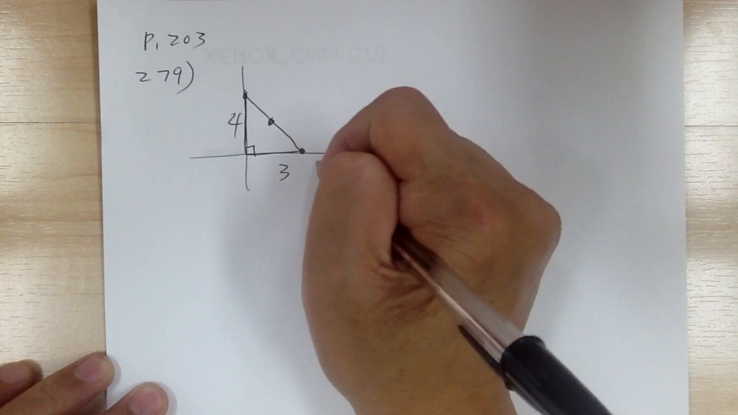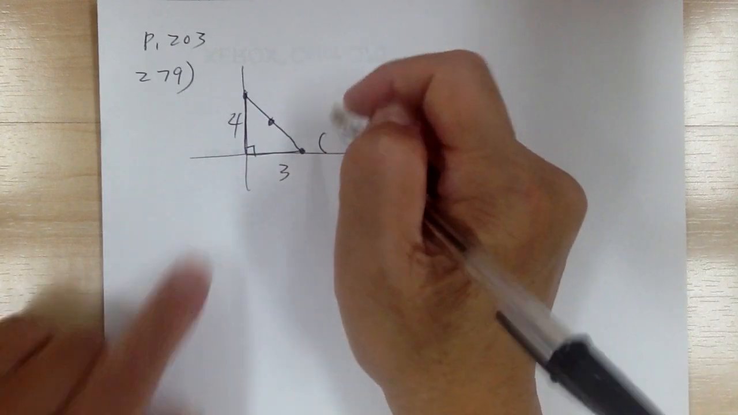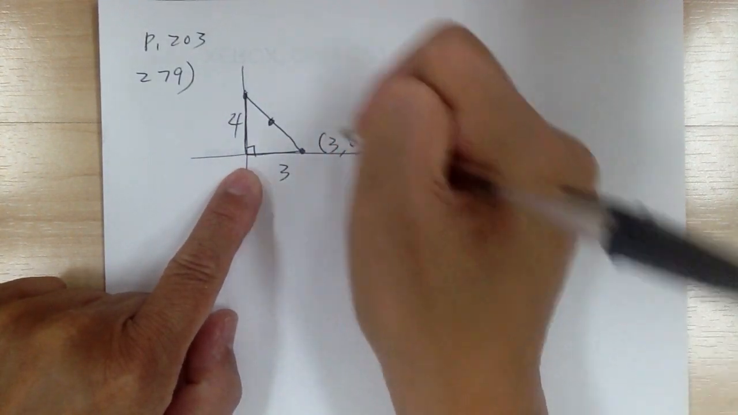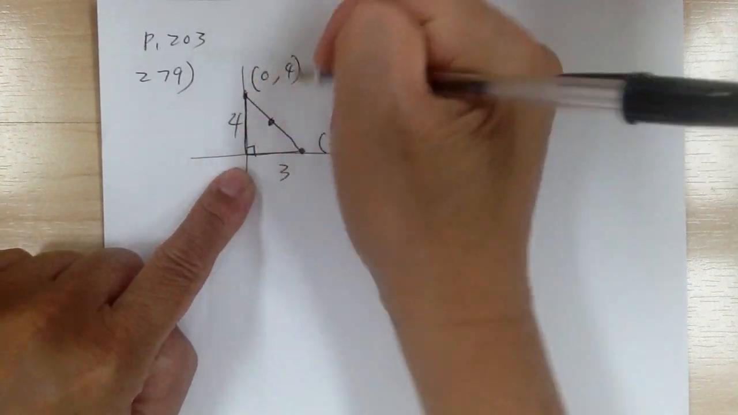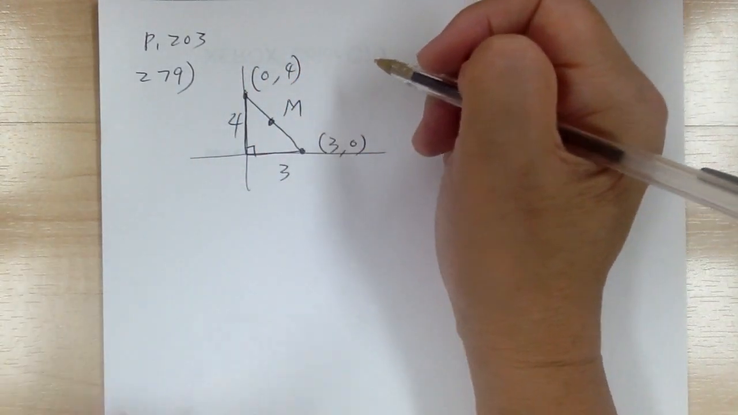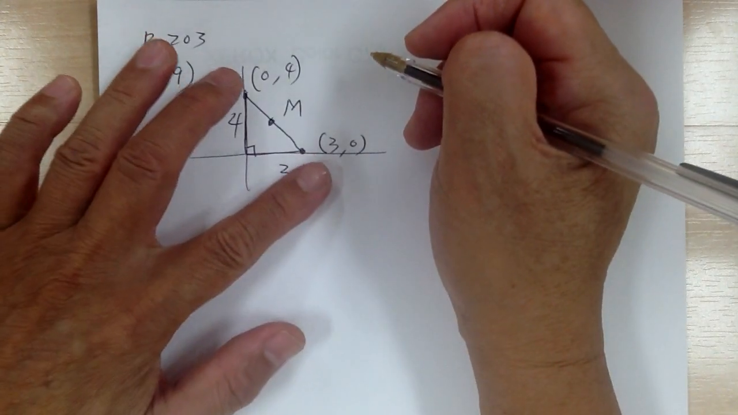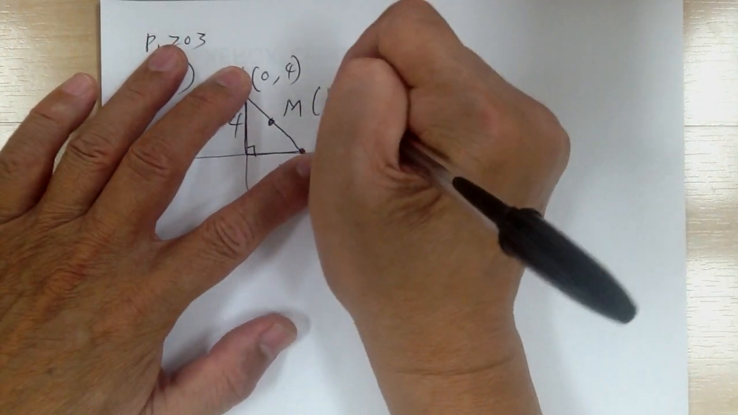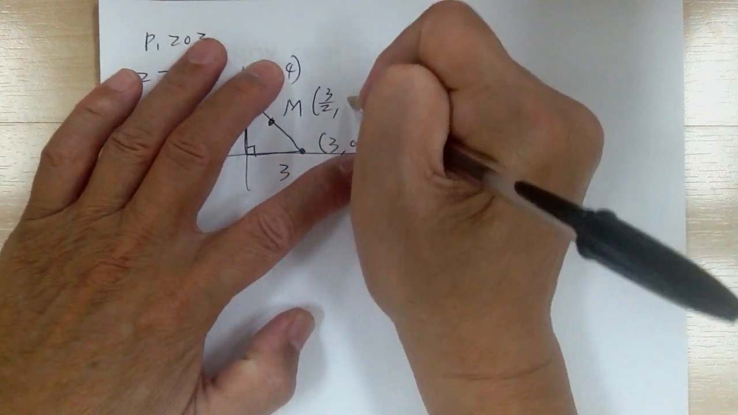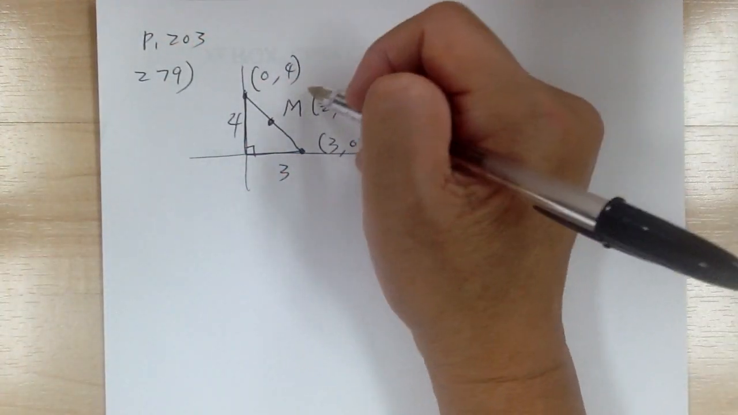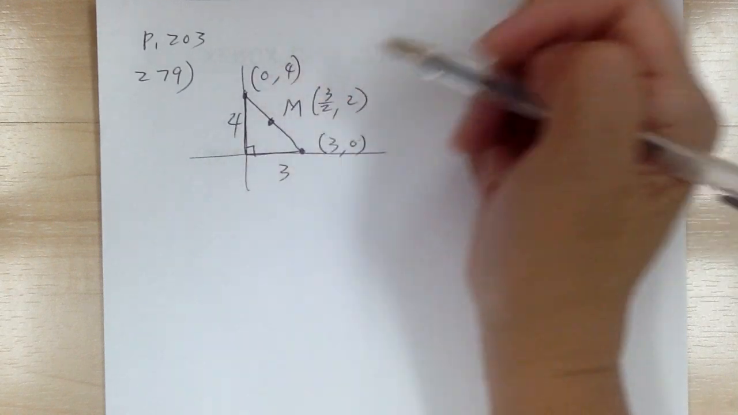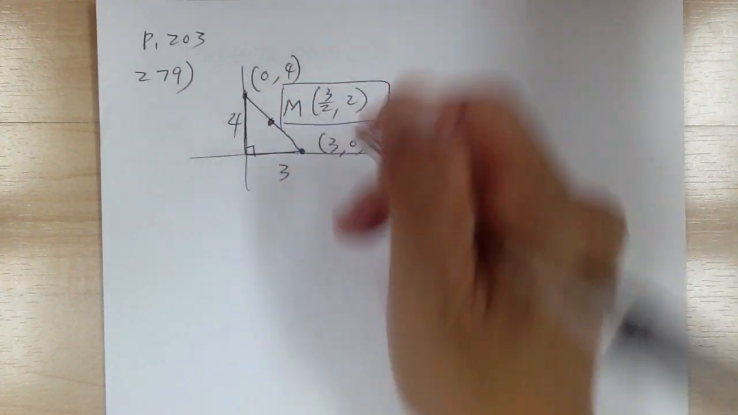Okay, so again, the coordinate of this point would be 3, 0. Then the coordinate of this would be 0, 4. And when you're looking for the midpoint, it's just the average of the two. So you add and you divide by 2, so it'd be 3 over 2. And you add, you divide by 2, gives you 2, right? So again, you add, you divide by 2. To find the midpoint, you just average the two numbers, and that's it.